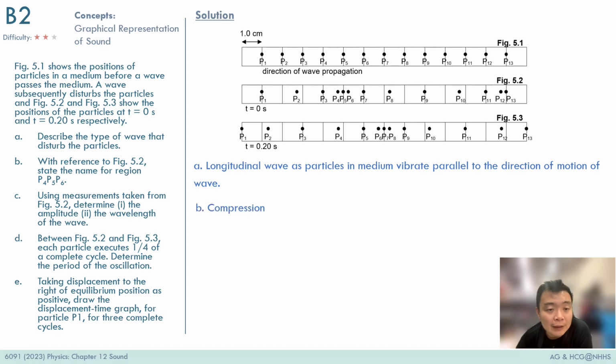For part B, the region P4, P5, P6, they are all very close to each other. If you can see the particles here, they are all close to each other. So P5 is at the compression point.